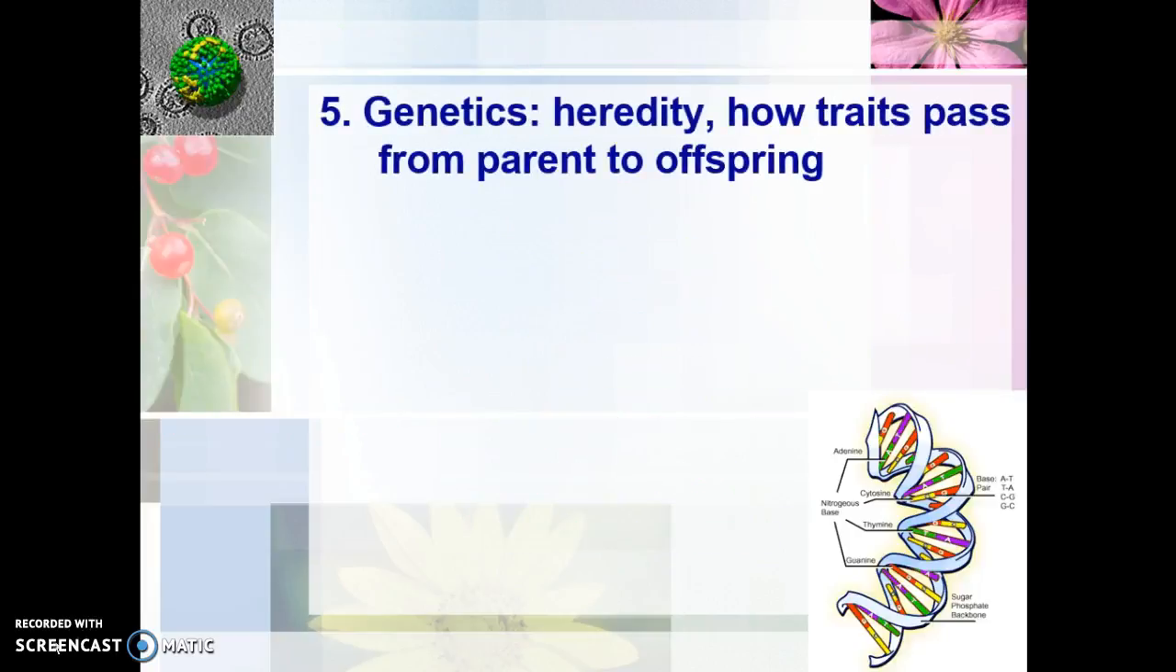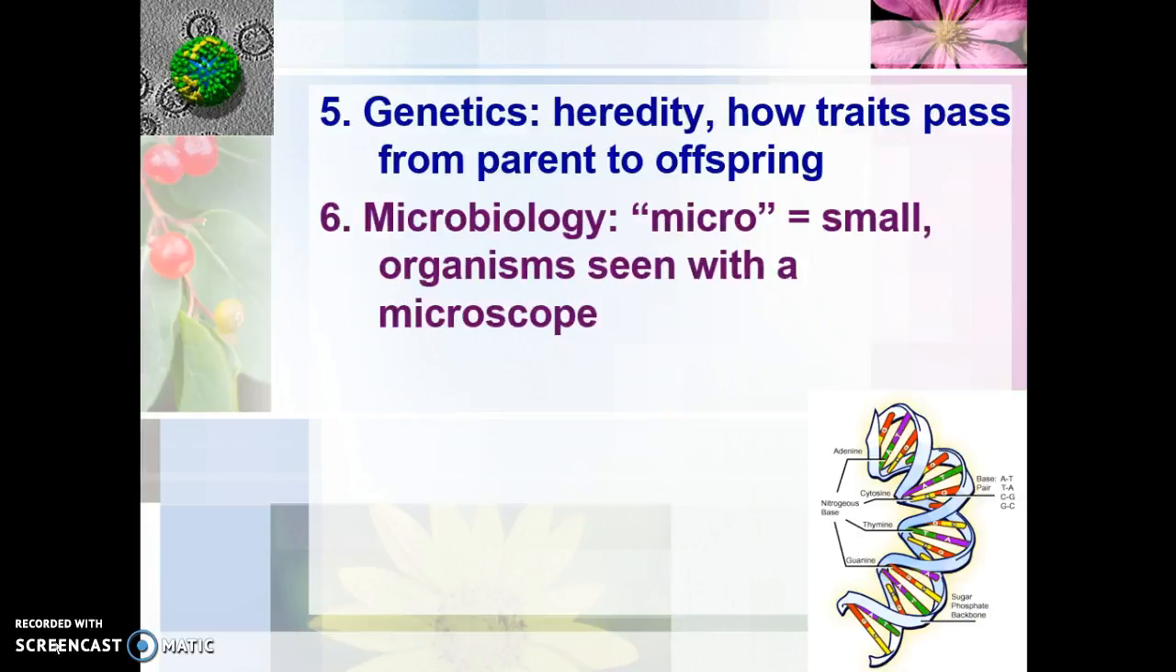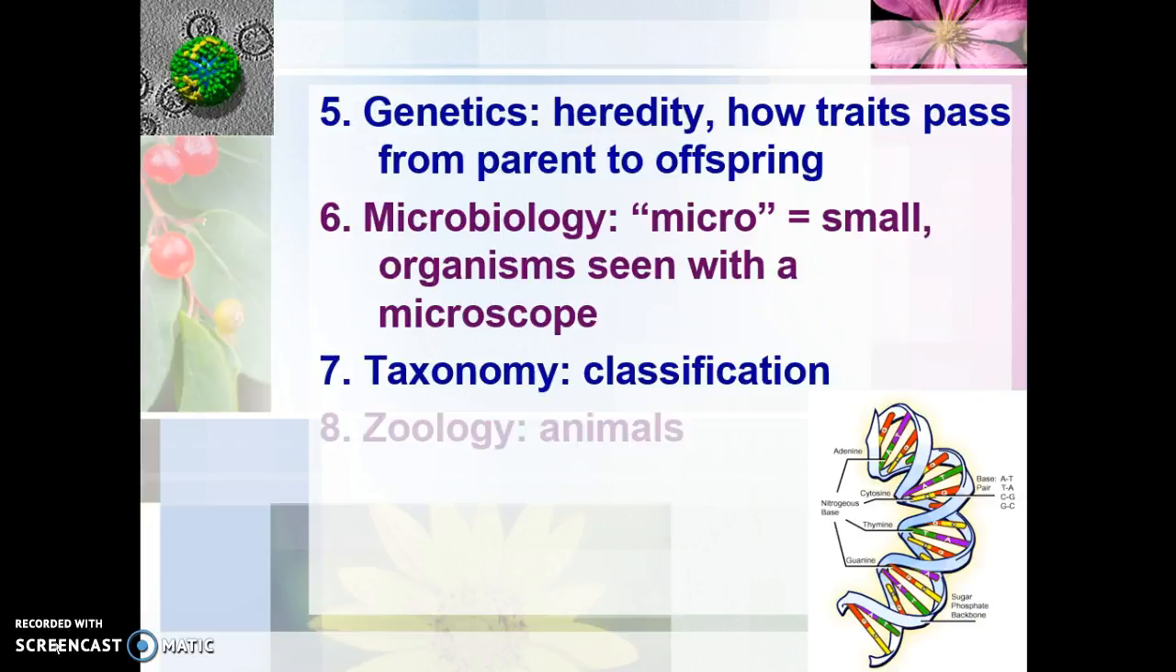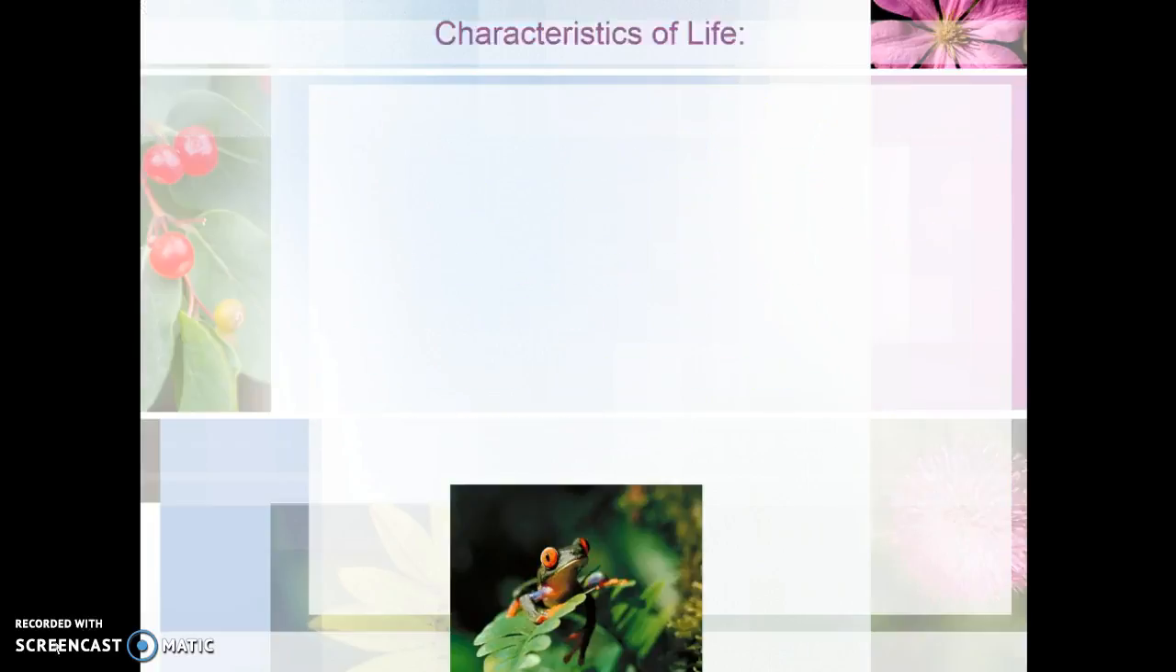Genetics, we spend quite a bit of time on this in this class, and we're going to look at how traits are passed from parent to offspring. Microbiology is studying things that are really small, things you need the microscope to see, and we do this when we study cells in this class. Taxonomy is classification. We'll be looking at that in between our evolution and ecology section, and then zoology is the study of animals, which we don't spend much time on in this class, but you could pursue a biology 2 class or something like that where you'd study more of that.